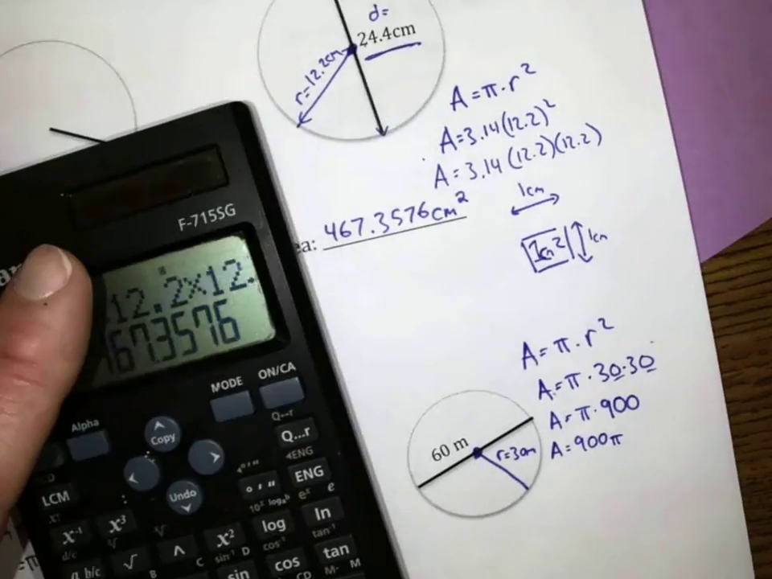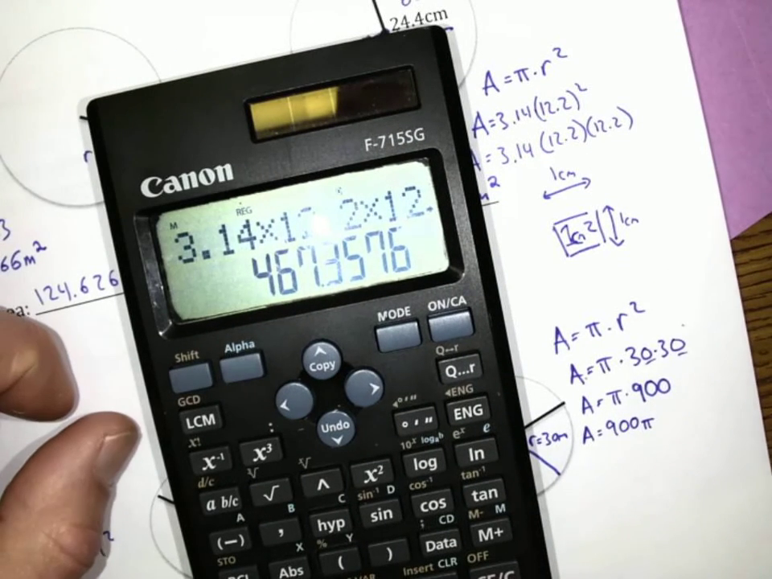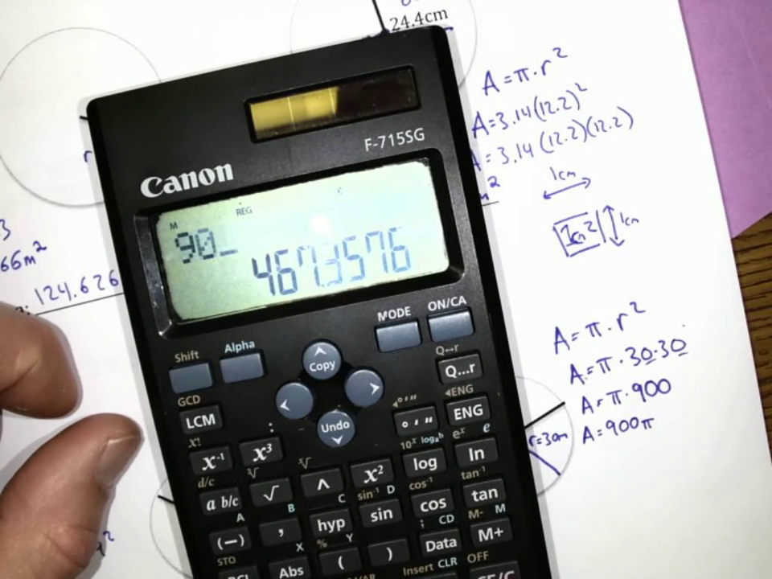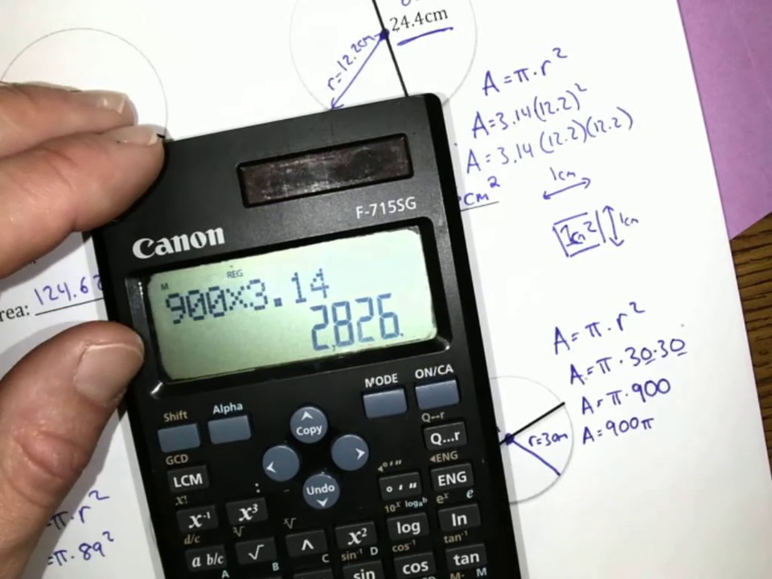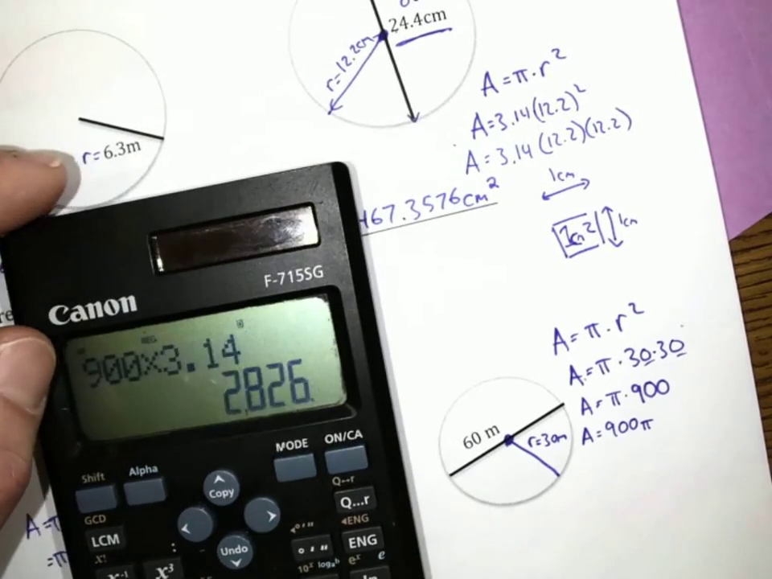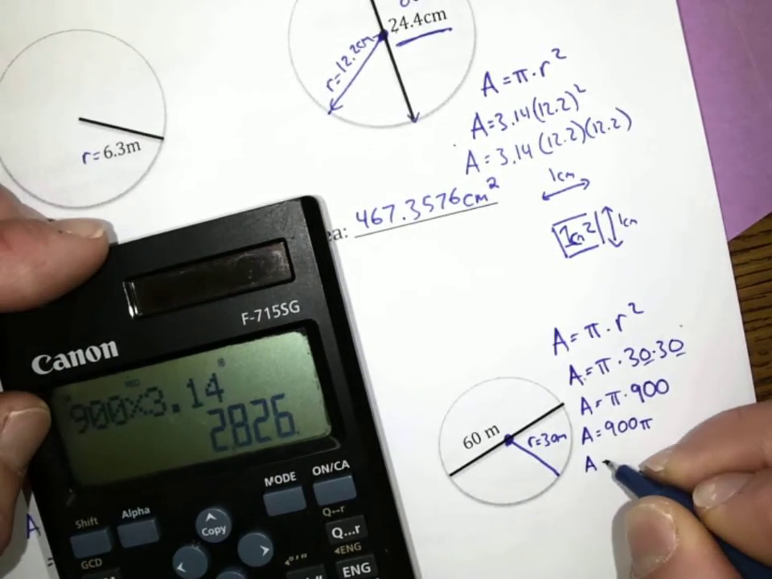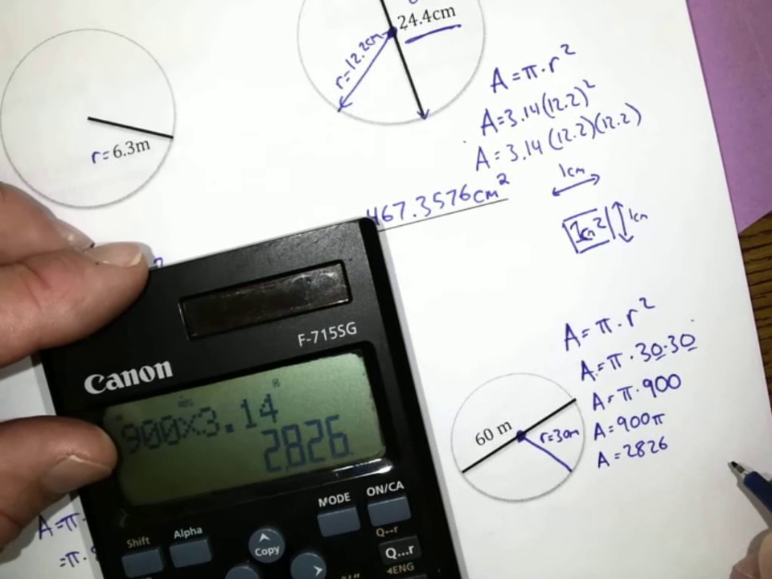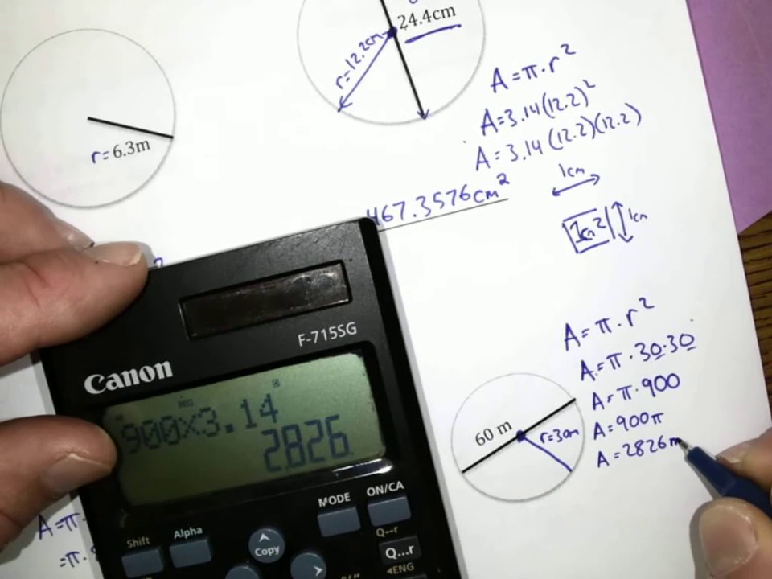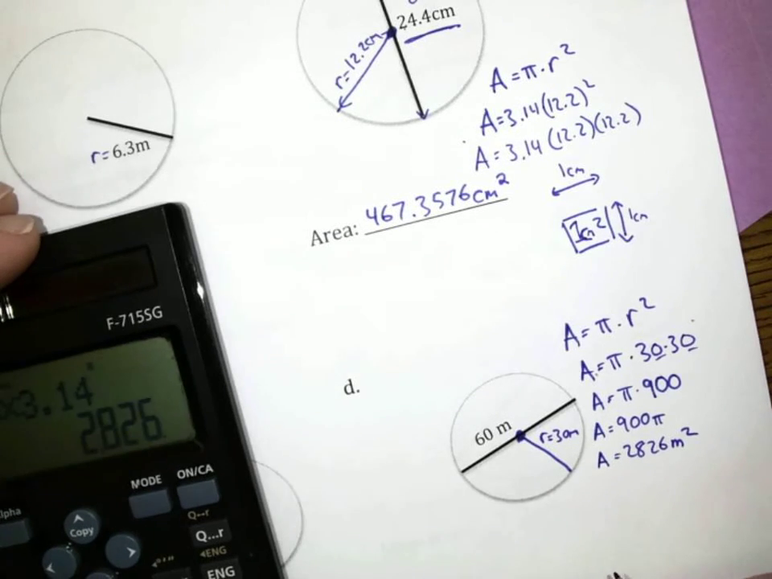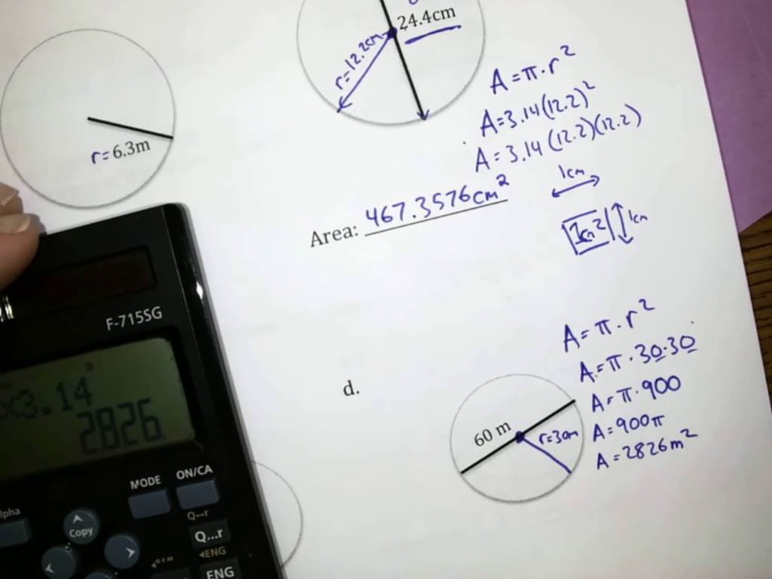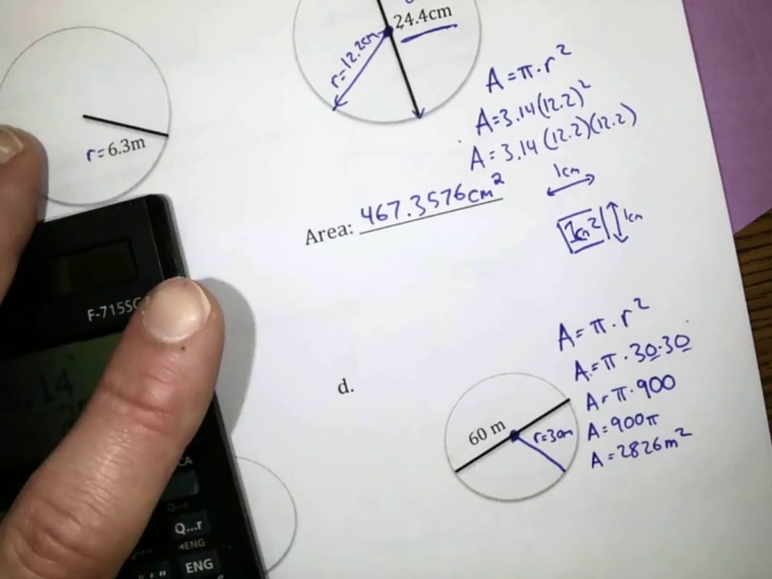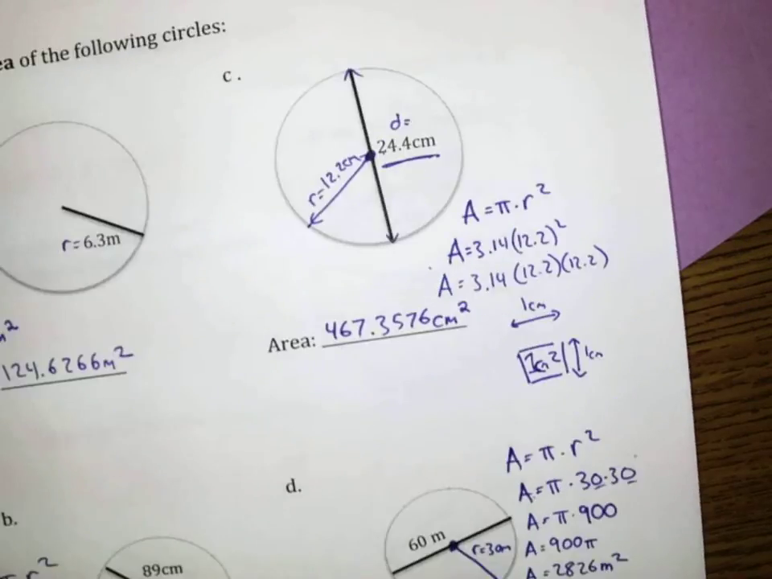Now, I think we can be a little bit more precise, so I'm going to type that in my calculator. 900 times 3.14, and that gives us 2,826. 2,826 what? Well, square meters, because we were talking about meters here. 2,826 meters squared. Boom goes the dynamite. We're done.